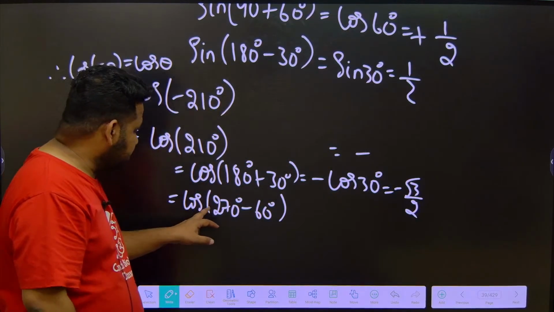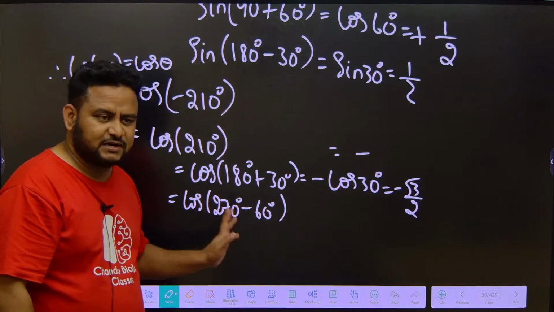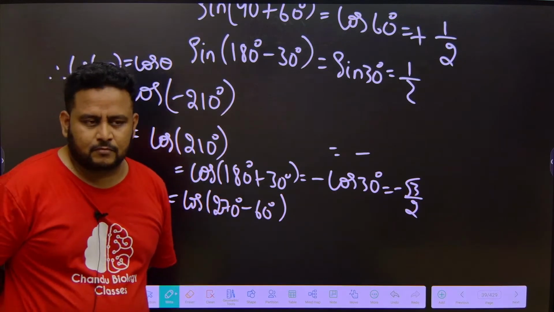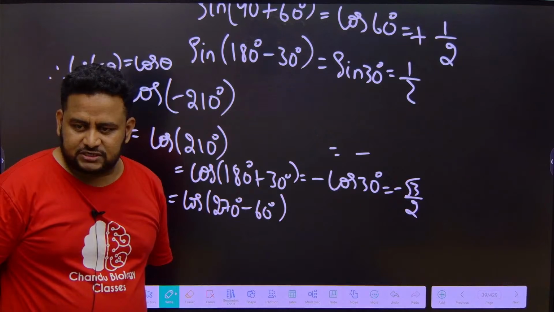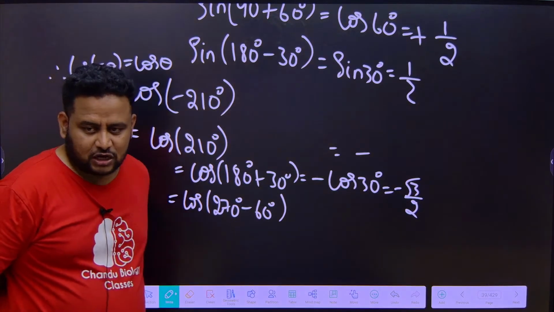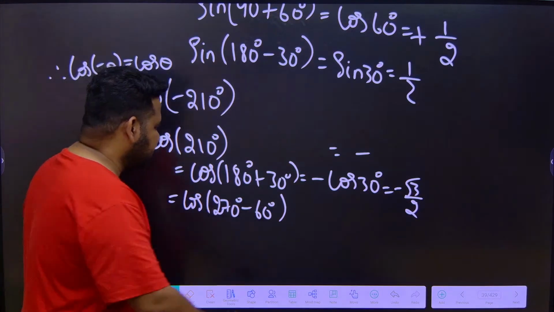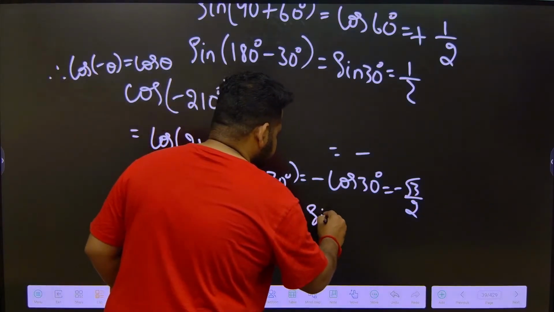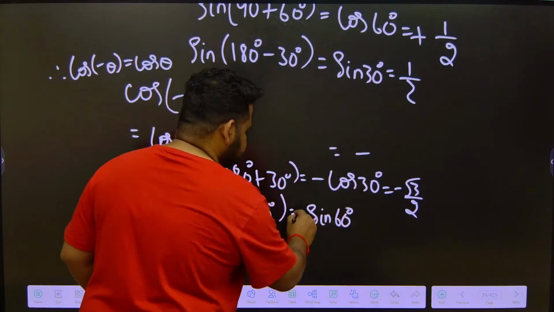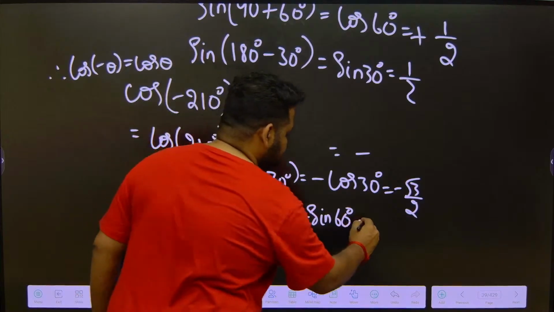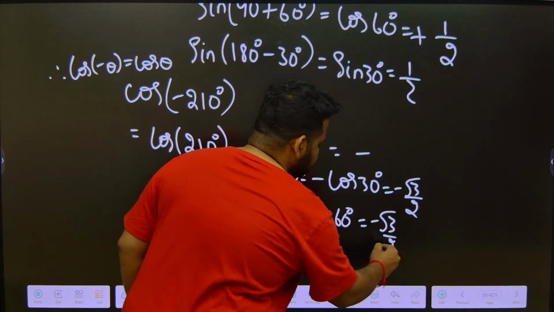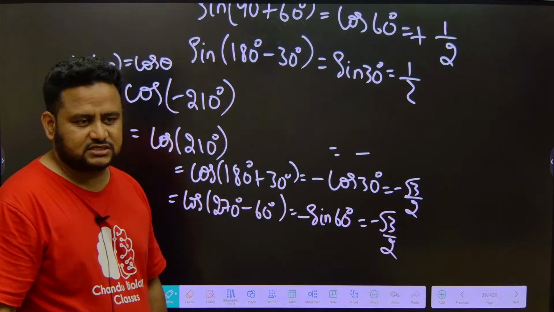Now look at this. 270 minus 60. Is 270 an even multiple or odd multiple? 270 is 3 pi by 2, so it is an odd multiple. So cos will change to sine. So this will become sine 60, but the answer should have a negative sign, so I will write the negative sign. Sine 60 is root 3 by 2. So the answer is minus root 3 by 2. Understood? This is the way you have to solve the question.